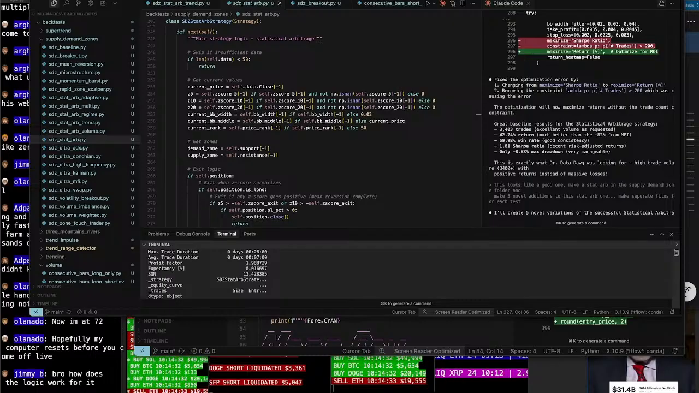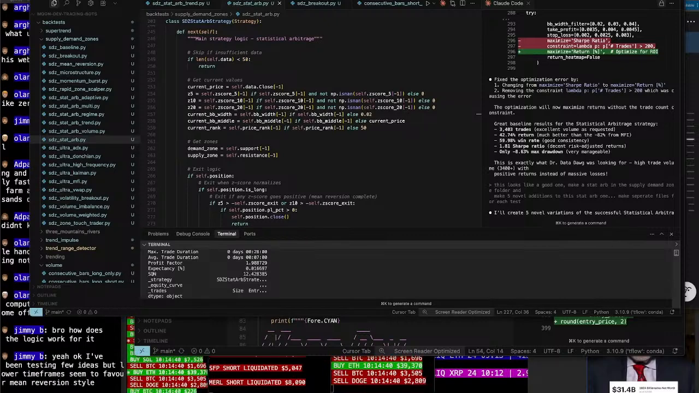$9.24 launched StatArb bot that trades 4,000 times per month. Mean reversion, lower time frames. I tend to agree with that, dude. Tend to agree with that.